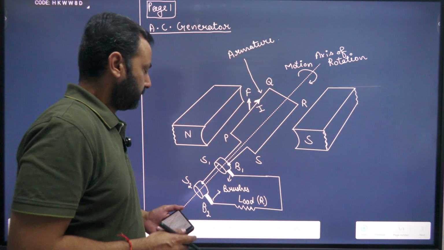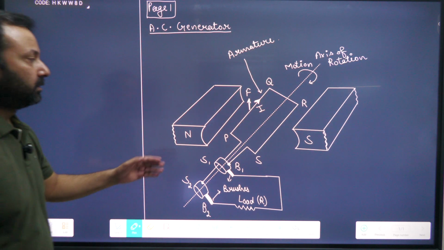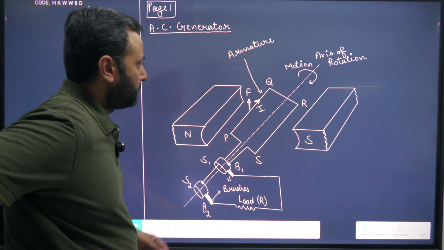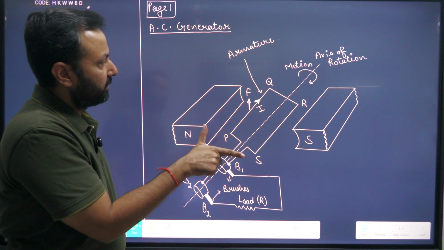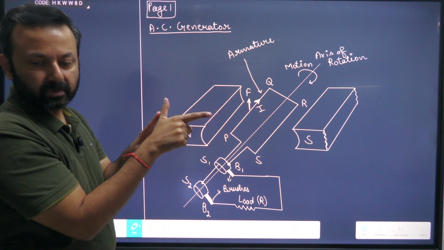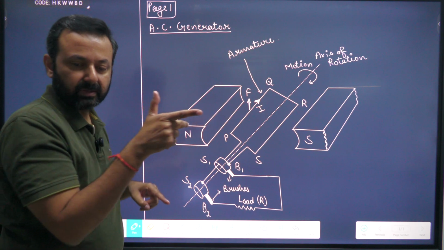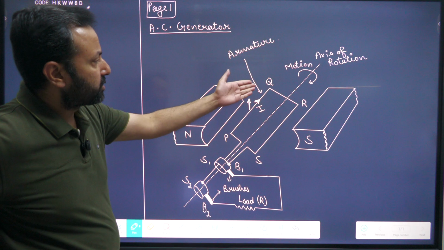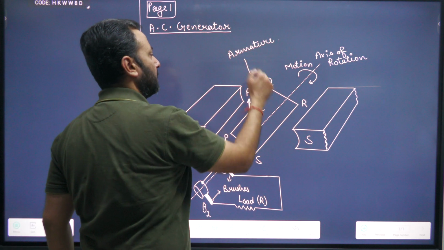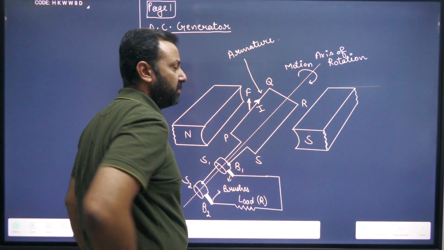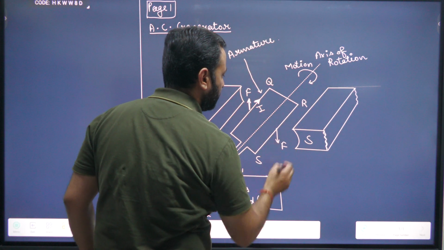So now, when we apply force like this, our thumb will be in the upward direction. The thumb indicates the direction of force, the index finger indicates the direction of magnetic field, and the central finger is into the page. It means that current is going from P to Q. At the same time, when this PQ is moving upward, RS will be moving downwards. So what will be the direction of force in RS? The direction of force will be downwards.